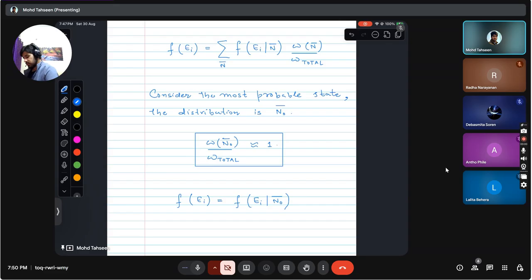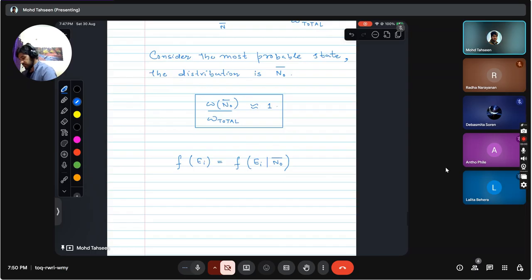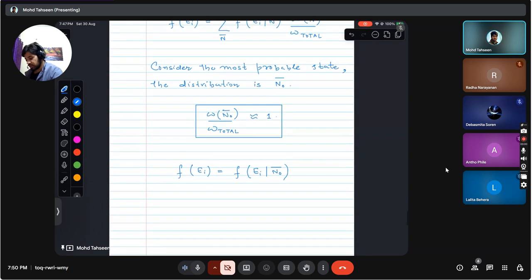Right? So this is going to be the probability of occupancy of the state ei. Okay. So simply said, what this equation tells us is that the probability of occupancy of a particular state is the same as the probability of occupancy of that state at the most probable state, right? Most probable macro state, right? So that's what it gives us.